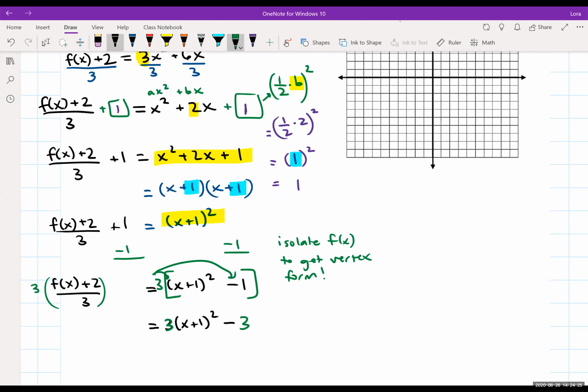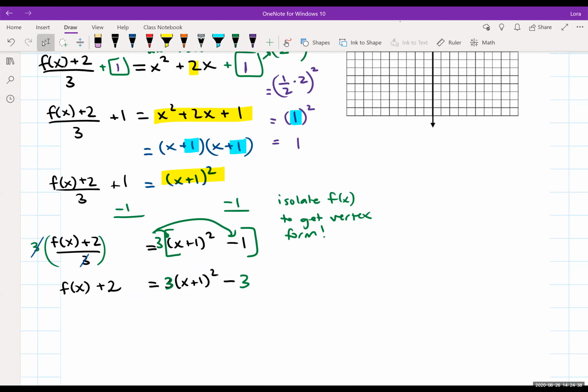So now when we look at the left-hand side, we're a little bit cleaner. f of x plus 2. Those 3's, if you're following along, they divide out. And so the very last step is to subtract the 2 from both sides so that the f of x is isolated. So here we have f of x equals 3 times x plus 1 quantity squared, and minus 3 minus 2 is minus 5. So now what we have is the vertex form.